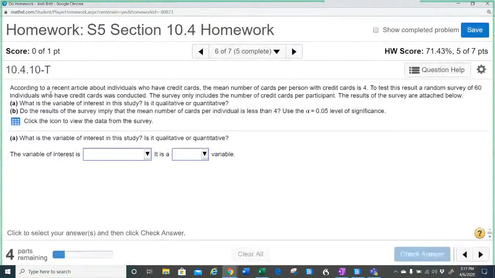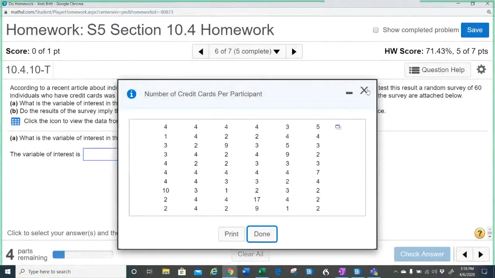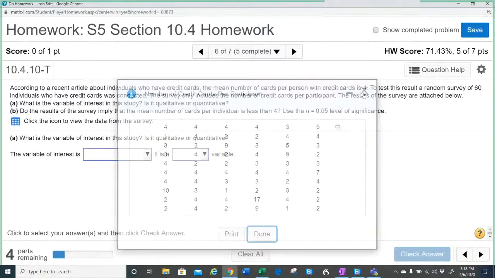So this time, a recent article about individuals who have credit cards says the mean number of cards per person with credit cards is 4. To test this result, a random survey of 60 individuals who have credit cards is conducted. The survey only includes the number of cards per participant. The results of the survey are attached below. So I guess here's the survey results.